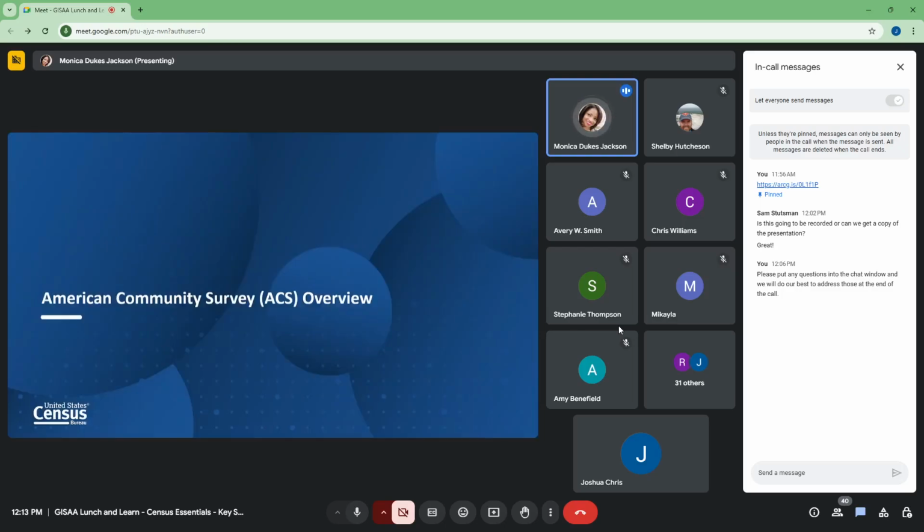So now I'm going to move on to another survey that we conduct. And this is our American Community Survey, which is actually a part of what we do, our decennial program. So this will be an overview of the ACS, how it is a part of the Decennial Census program, and how it compares and contrasts with the Decennial Census.